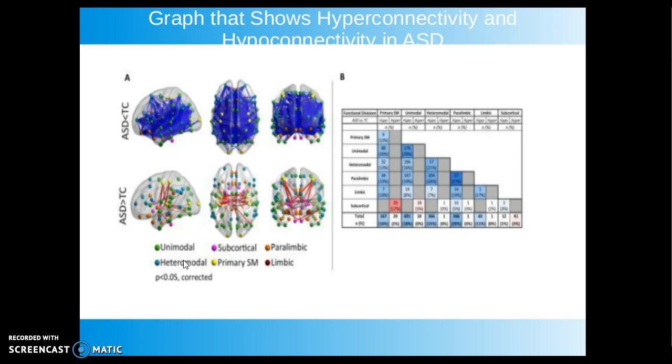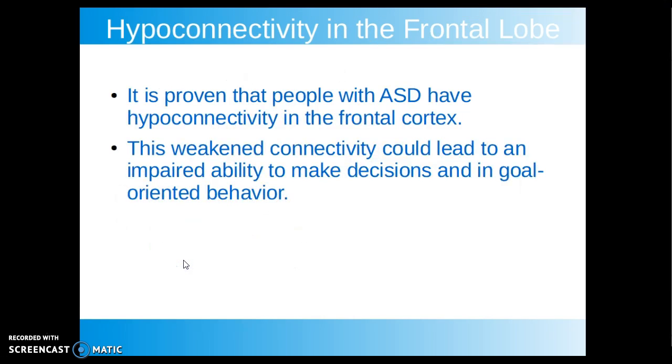Blue lines show hypoconnectivity. Obviously, that's the one that is more prevalent in the autistic brain. And the red lines show hyperconnectivity. So the hyperconnectivity that we're going to talk about is mainly, we're going to focus on the somatosensory, and we'll get to that here in a minute. It is proven that people with autism have hypoconnectivity in the frontal cortex. So this weakened connectivity could then theoretically lead to an impaired ability to make decisions and in goal-oriented behavior.